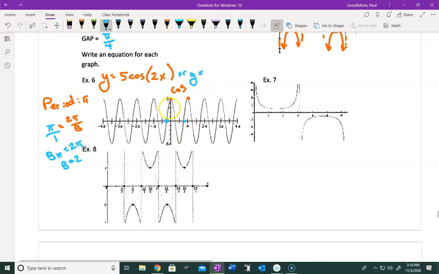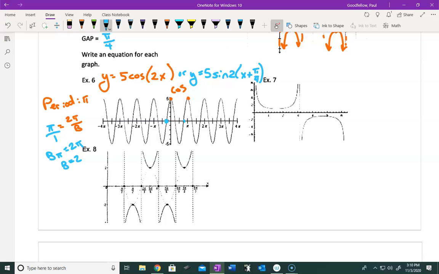Y equals, it's still got an amplitude of 5, it's still got a sine, it still has 2 as its value, and I'm going to put that 2 on the outside because that'll make it a little easier. 2 on the outside, and then x, but if I move it over here, it looks like it's been moved over pi over 4 in the negative direction. If I go plus pi over 4 like that, I can write it as an out of phase sine wave.